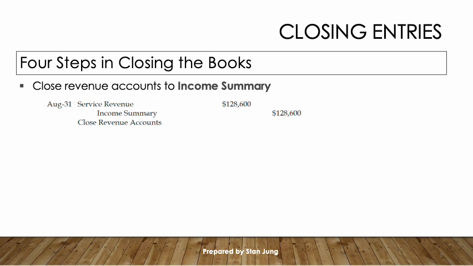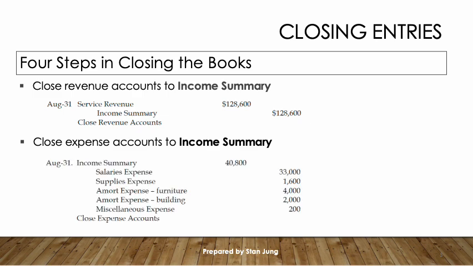Let's take a look at step 2, to close all expense accounts to income summary. And so in this example here, what we're going to do then is we're going to credit all of our expense accounts, and the balancing debit will be to income summary. And you'll see that leaves us with a difference between credits and debits, and we'll see what we do with it in the next step.